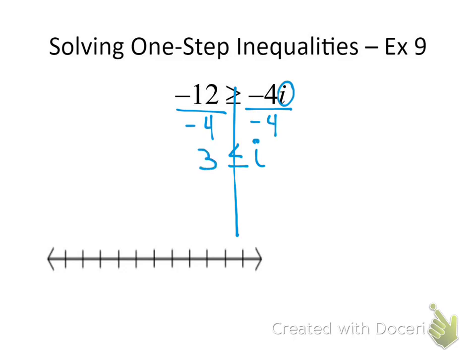Now, this is the problem: I have to flip it again. So I put my I, making sure it's showing greater than or equal to, so I is greater than or equal to 3. Open or closed dot on my number line? Closed, positive 3. Which way is my line going to go? To the right, because I is greater than or equal to.